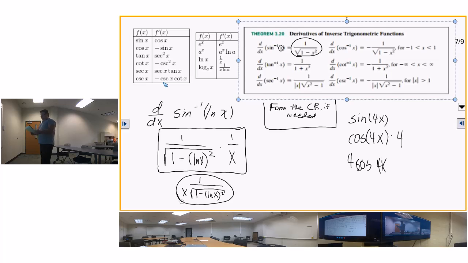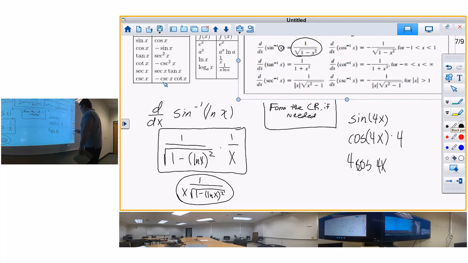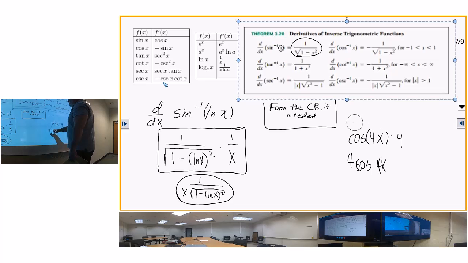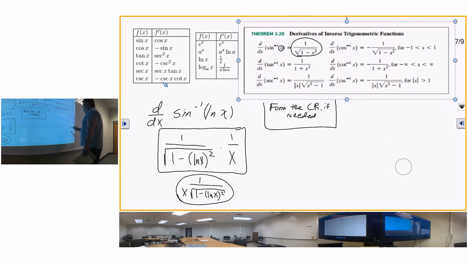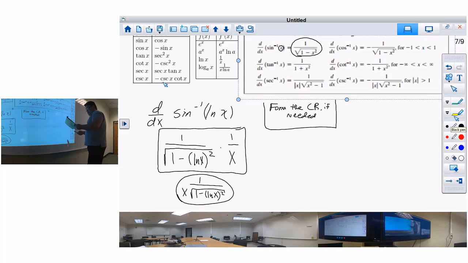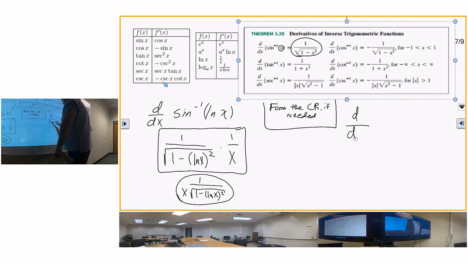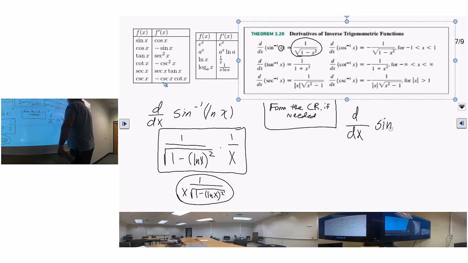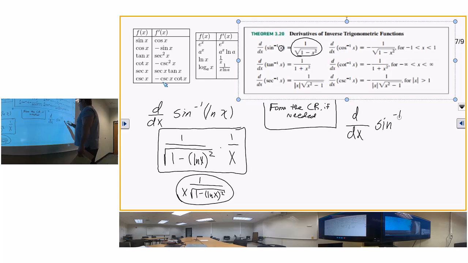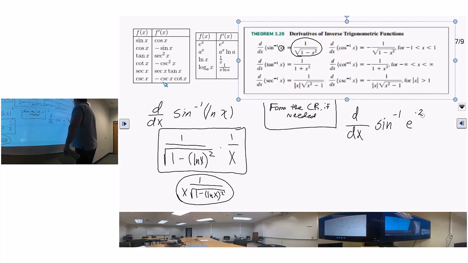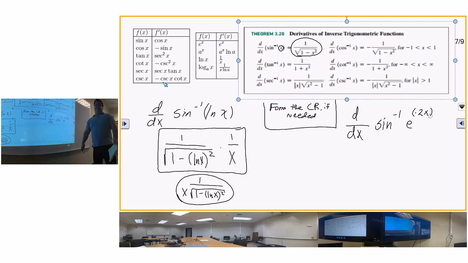All right, let's do another. Of course, they're going to get a little bit more difficult, but that's fine. You can handle it. Well, most of you can handle it. Some of y'all are just disappointments. d over dx of the inverse sine of e to the negative 2x. All right, go to it.